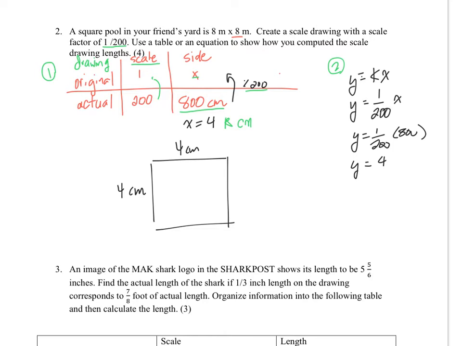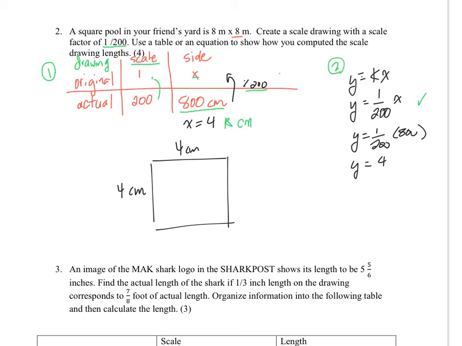Now, the second way to do this is through the equation y equals kx, because the scale factor is 1 in 200, so then you go y equals 1 over 200x, and then just figure out the relationship between the drawing to the actual pool.